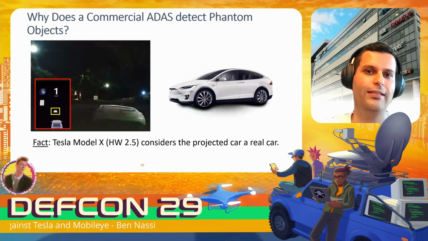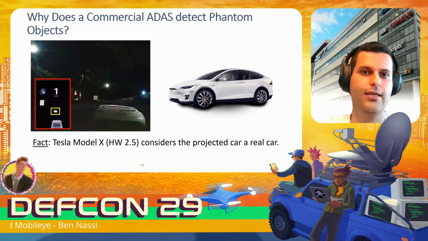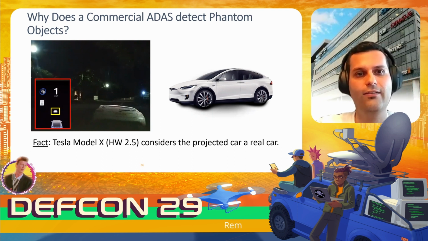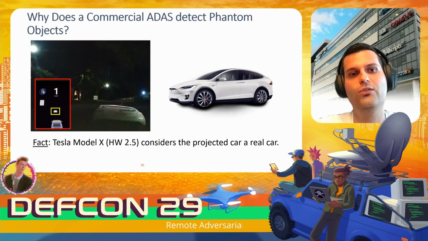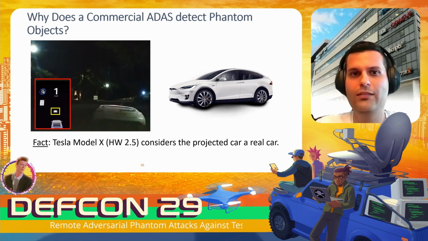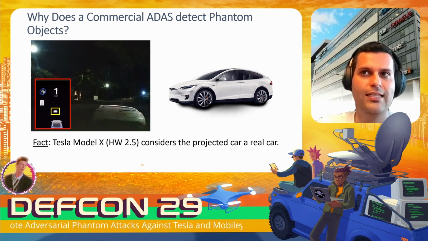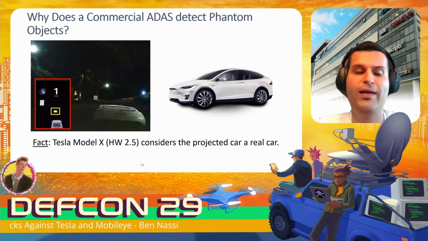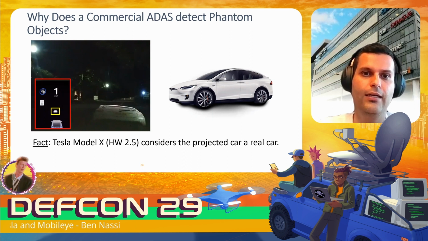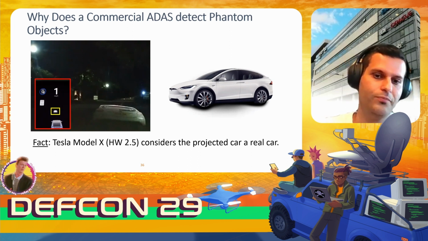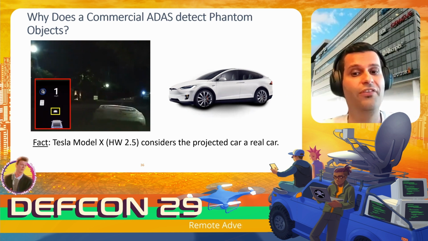So again, despite the fact this is completely depthless and the Tesla has sensors that can be used to cross-correlate the data obtained by the video camera with the data obtained from the radar or from the ultrasonic sensors, it is still considering this projected car a real car. Now, this is a very interesting fact.